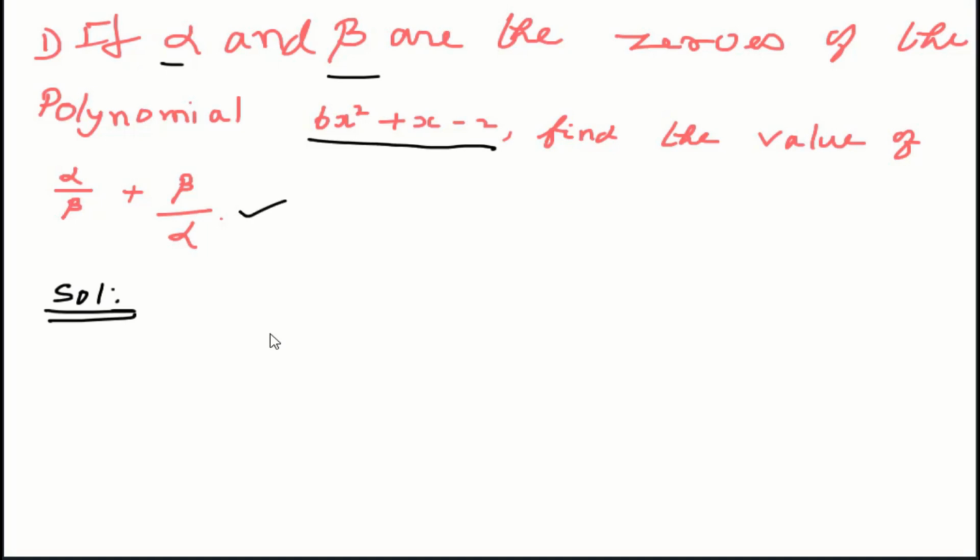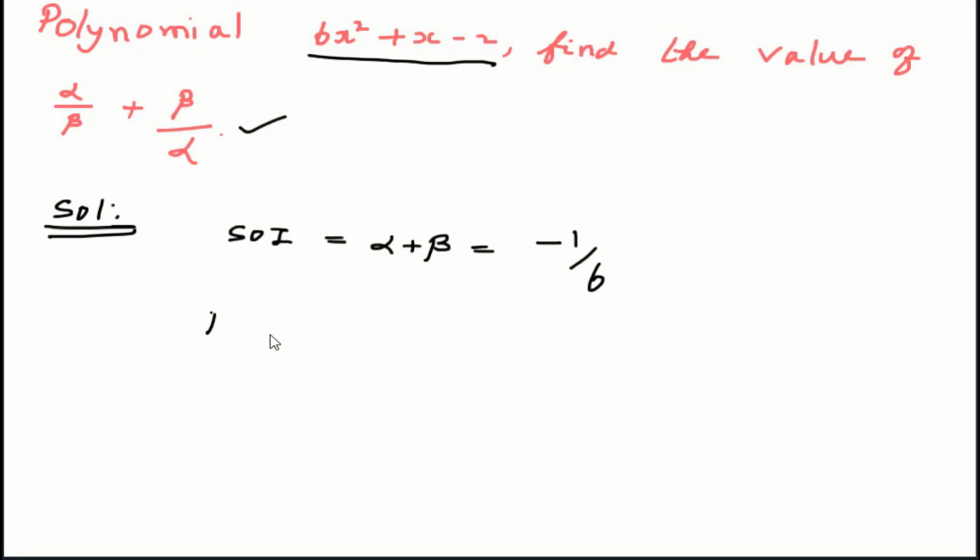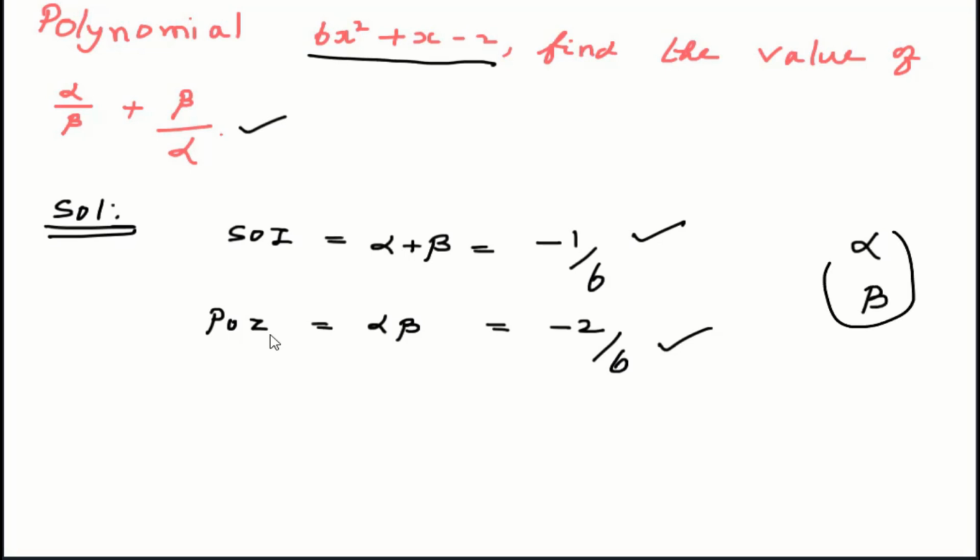Given the equation, I know the sum of zeros. Sum of zeros is alpha plus beta, which is minus coefficient of x by coefficient of x squared. Also, I know the product of zeros. Product of zeros is alpha into beta, which is the constant term, here minus 2, divided by coefficient of x square. So I know the sum of zeros and product of zeros. I don't know what is alpha, what is beta separately. Please understand.